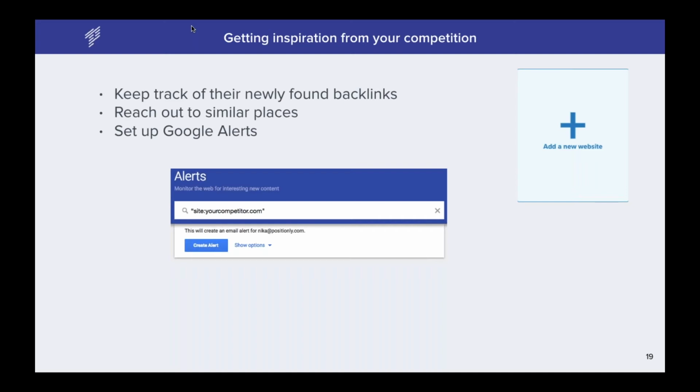Another thing that I would definitely recommend is setting up a Google alert. All you have to do is put the name of your competitor's site, and create an alert. You can make this customized. You can set alerts to be sent out every time a mention appears, or you can have a daily summary of all the mentions.